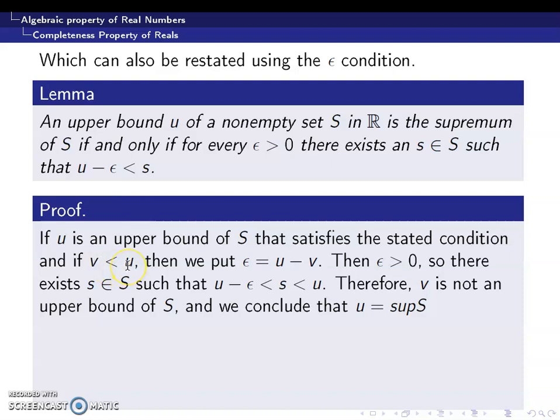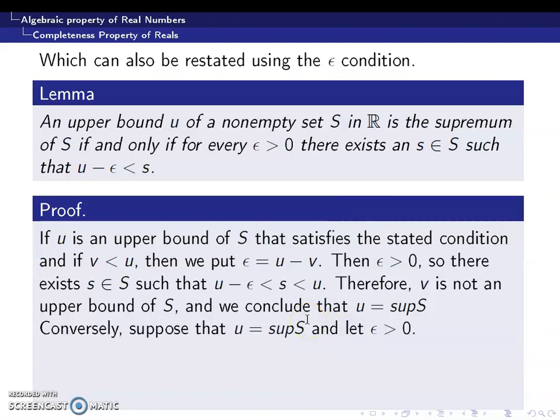So U should be the least among the set of all upper bounds. So U should be the supremum of the set S. So we have proved the first condition. That is, if U is an upper bound which satisfies the condition, then U should be the supremum.